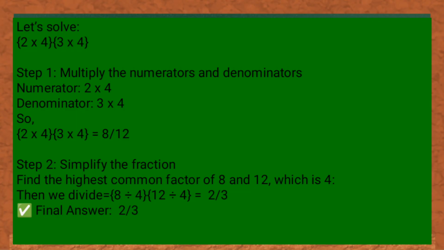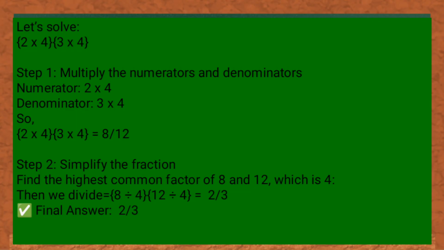Let's solve this together. 2 times 4, 3 times 4. 2 times 4 will give you 8. 3 times 4 will give you 12, which is the numerator and denominator multiplied together. 2 over 4 and 3 over 4 are being multiplied together.